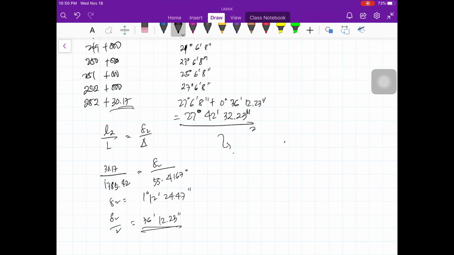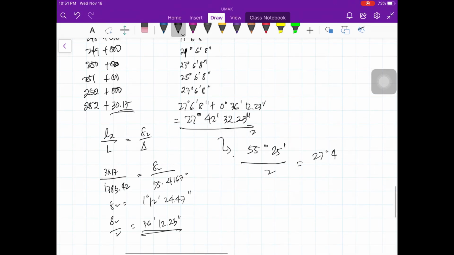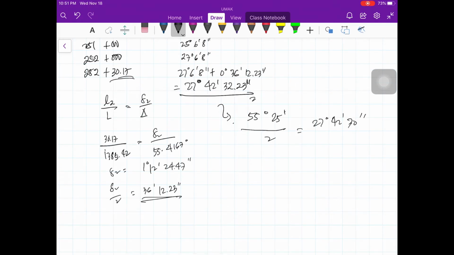It must be close to half of checking. It must be close to half of 55 degrees and 25 minutes divided by 2, let's say 27 degrees and 42 minutes and 30 seconds, which is actually close. So maybe there are some minor errors that we encountered. So just to justify that is this relationship that I am telling you a while ago.